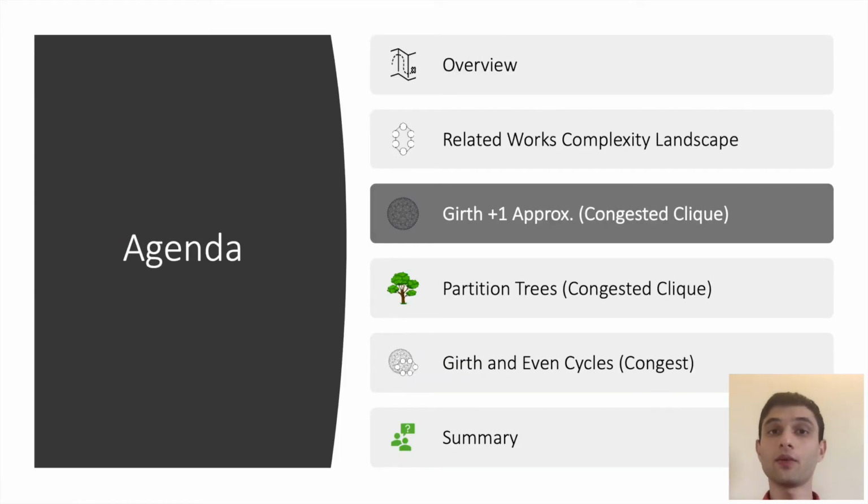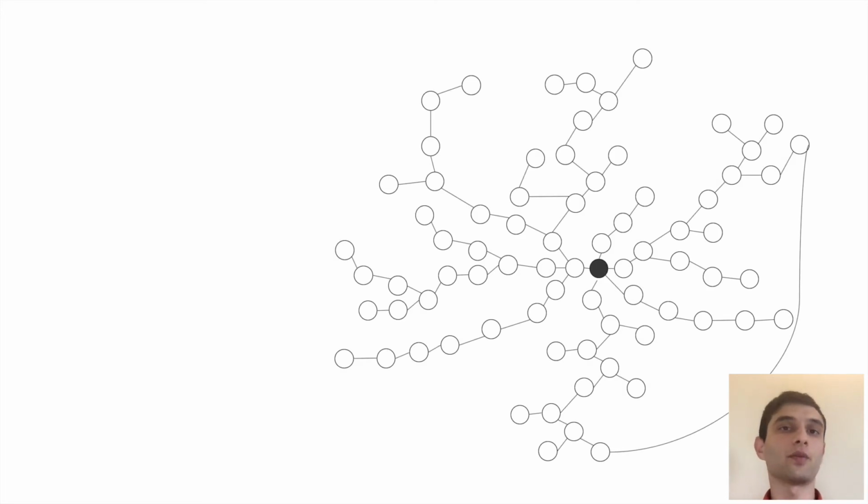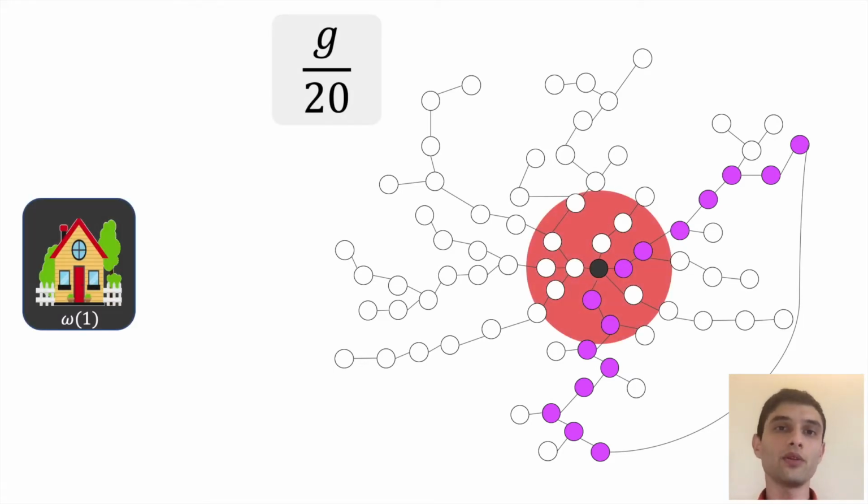Okay, so now we'll see an algorithm in the congested clique, which approximates girth up to +1 in a constant number of rounds. Assume that this is the input graph that we have, and this is the shortest cycle in the graph. We want to output either the length of this cycle or ±1. The way that we do that is broken into 2 steps. The first step makes sure that every single node knows the neighborhood surrounding it up to a radius of at least the girth divided by 20.